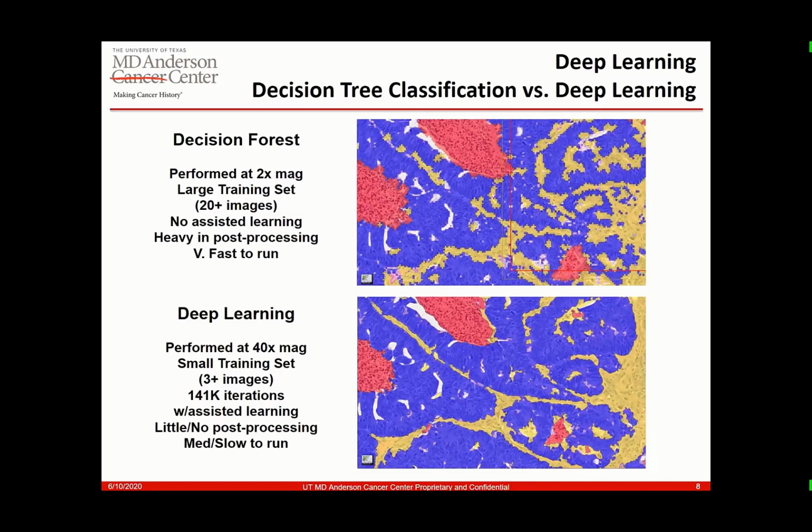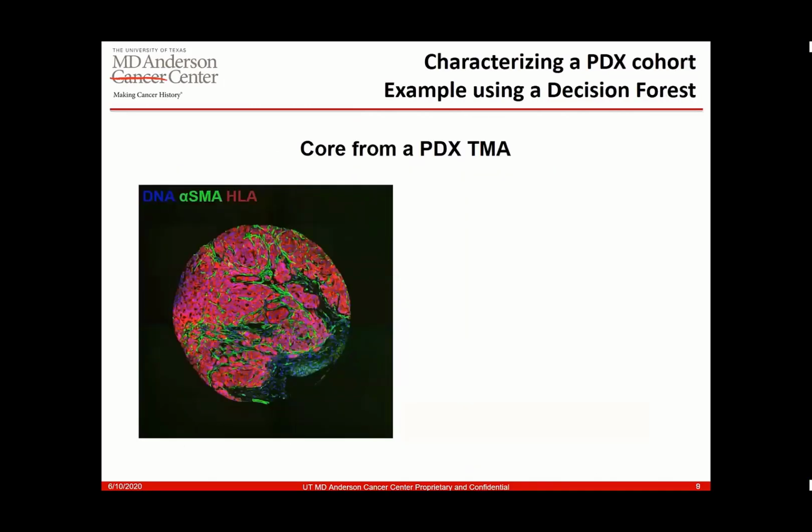And it did need assisted learning, so I had to stop it a couple times and test the algorithm and make sure that it wasn't making the wrong assumptions. The nice thing is that it worked at 40x magnification, so it was able to see a really high resolution of things, and it required literally no post-processing. However, it was slow to run because it was working at 40x and it had to take a lot of things into account. So as I mentioned, these are all the decisions you have to make when you are doing image processing. It's what your data set size is, what your type of information is.